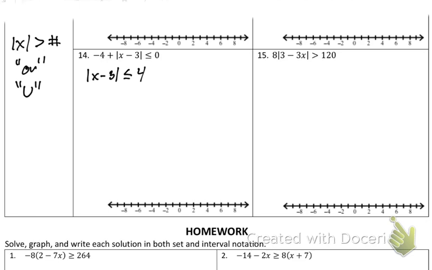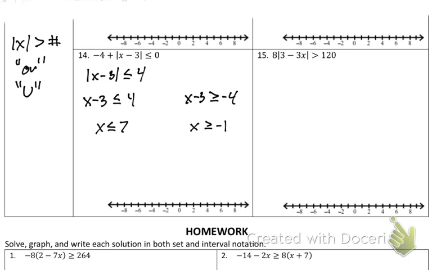Isolate it, create our two equations. So I'm going to have x minus 3 needs to be less than or equal to 4. And our other statement is going to be x minus 3... Don't forget to flip the sign when we put our negative 4. Now we're going to go ahead and solve these. It just takes adding 3 to both sides. x has to be less than or equal to 7, and we're also going to have x is greater than or equal to negative 1.